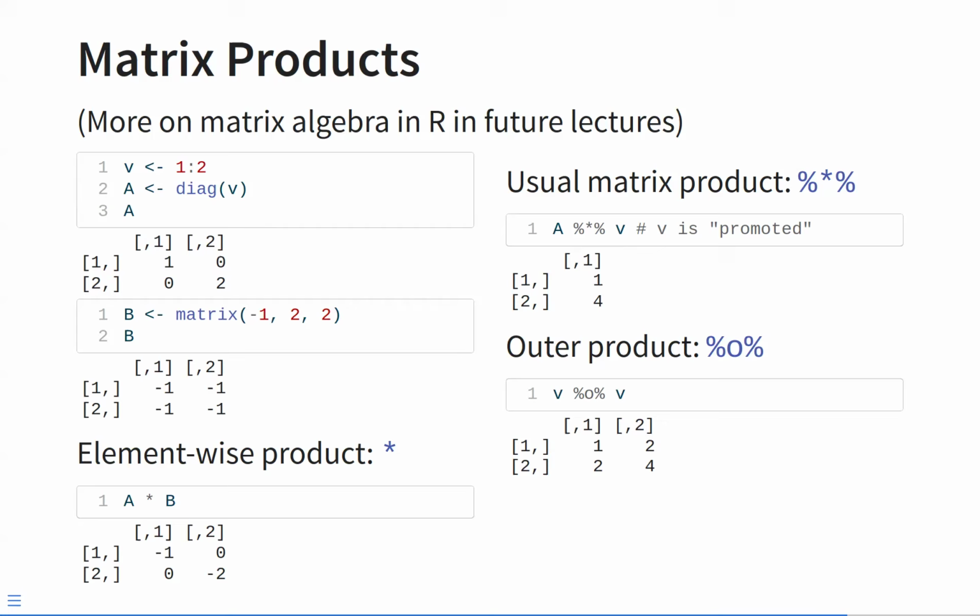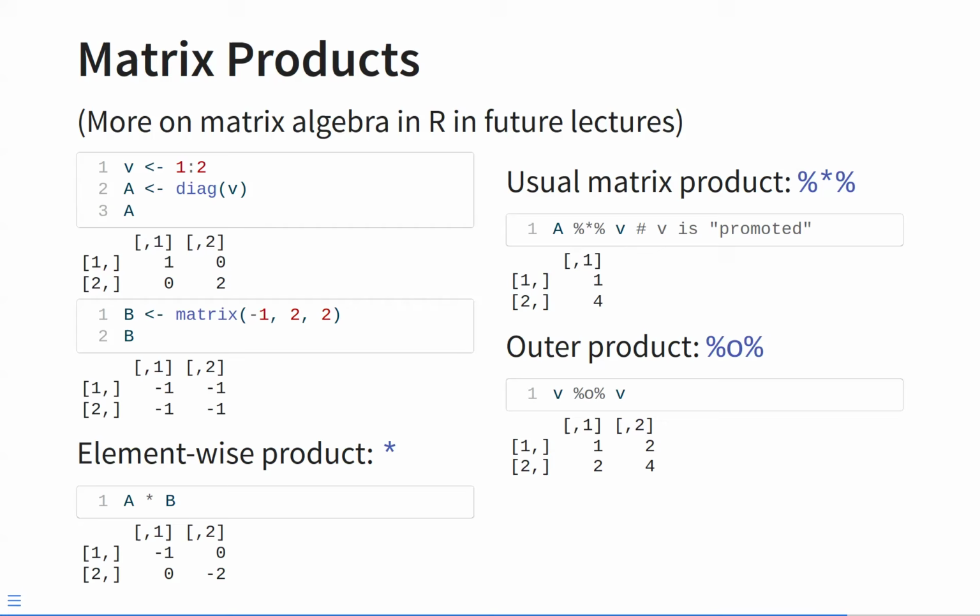Here, we wrap the multiplication symbol in the percent signs to turn element-wise multiplication into vector multiplication. And here, while V is an atomic vector, R promotes it to a matrix for the purposes of the multiplication. So you can actually just write A matrix multiply V. Even though V is an atomic vector, R figures out what to do.